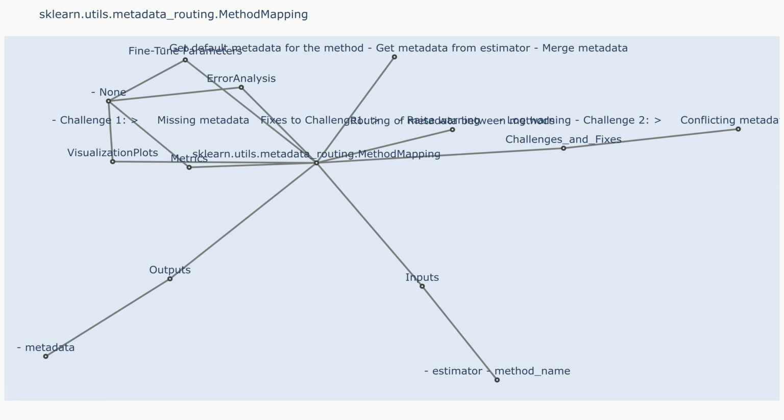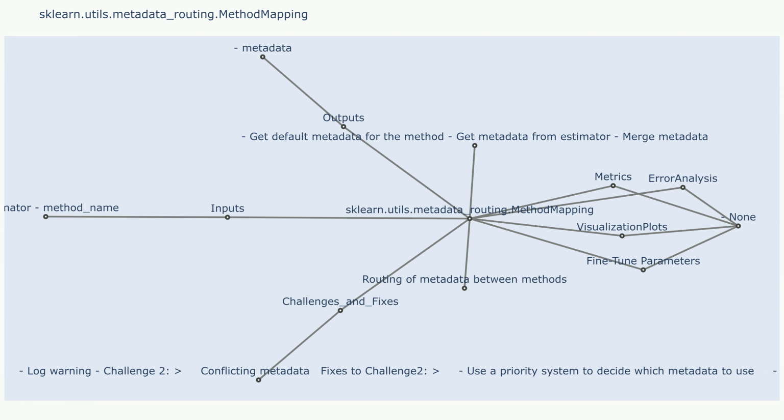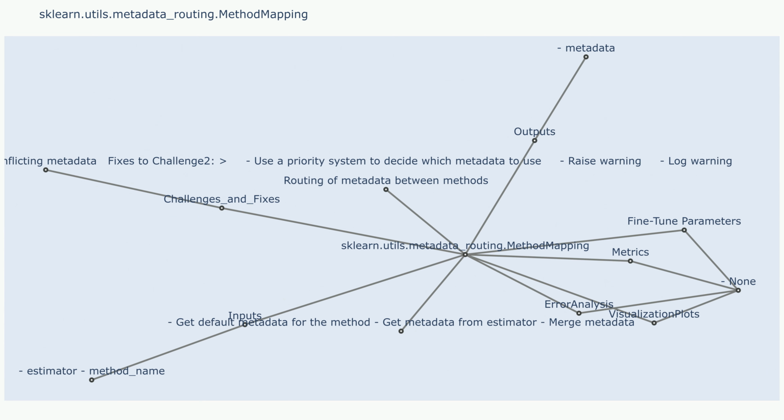Challenge 2. Managing metadata complexity for functions with multiple inputs and outputs. Sample use case that resulted in challenge 2. A function may have complex input and output types that are difficult to represent with simple metadata. Fixes to challenge 2. The kwargs method allows for flexible and expressive metadata configuration.